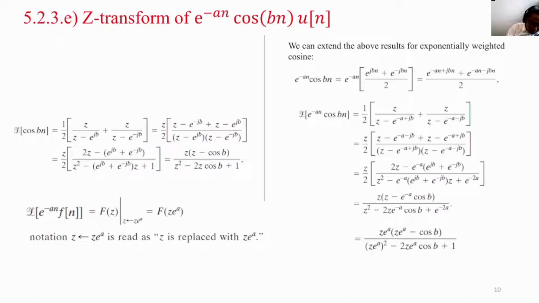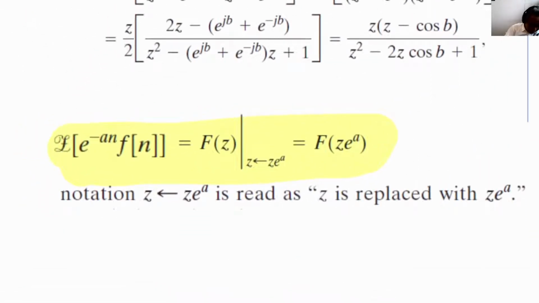In this slide, we'll now deal with e^(-an) times cosine(bn) u(n). If we already know the z transform of cosine(bn) u(n), when we multiply the signal by e^(-an), a decaying exponential, then there is an interesting property that we can exploit, and this is the property. So let us now try to see how to exploit this property.